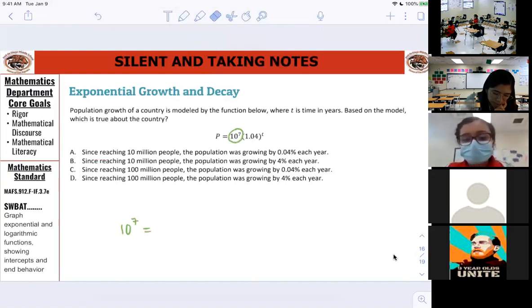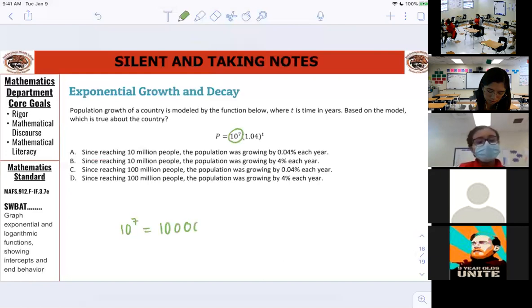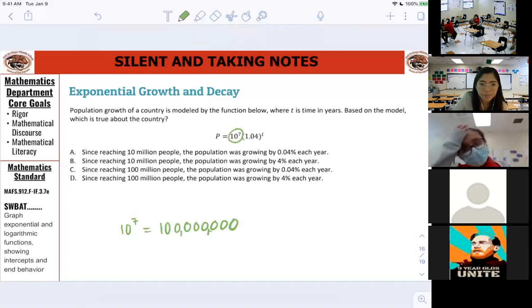I did the math. So here's a quick thing. I don't know if you had learned this before or not, but with an exponent, when you have 10 to the power of anything, that number tells you how many zeros to add. So 10 to the power of 7 is 10 plus 7 zeros. If I add in my commas, that's 100 million.